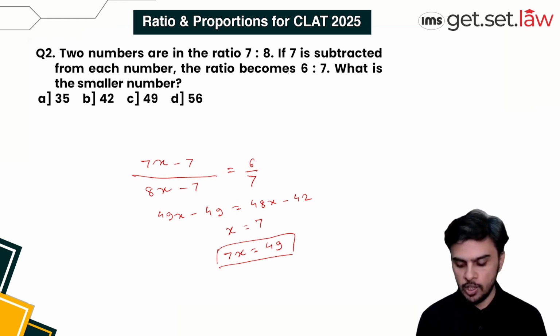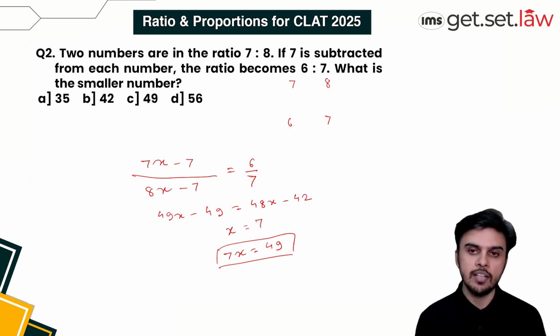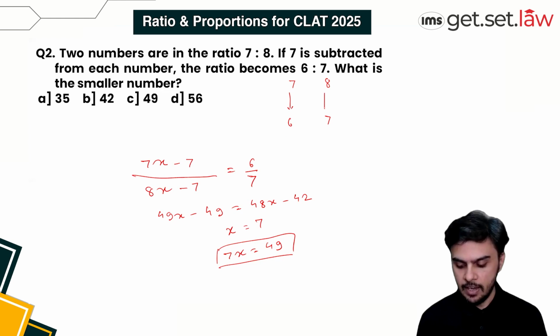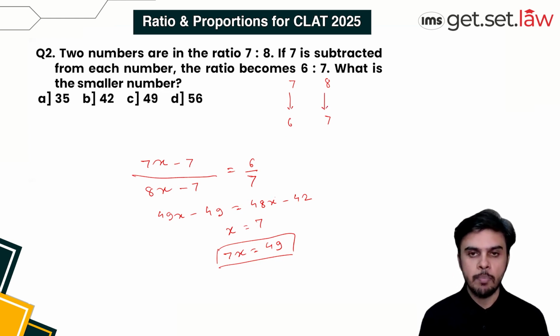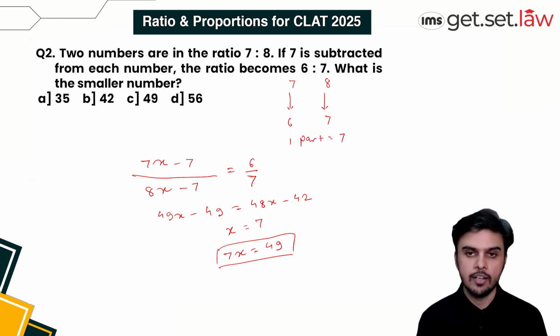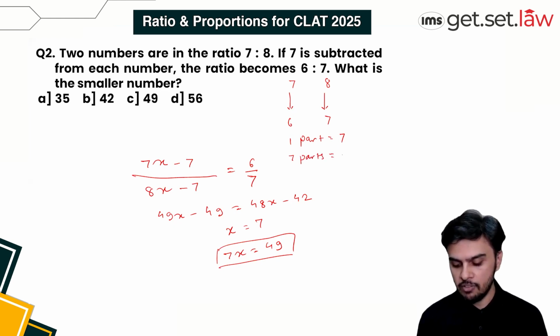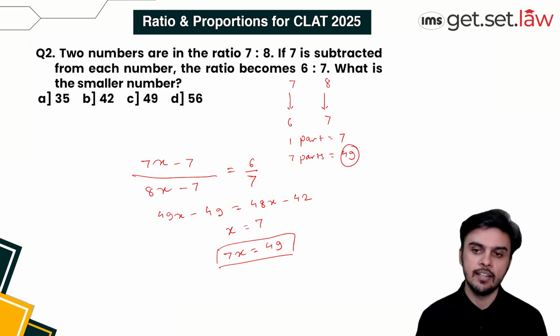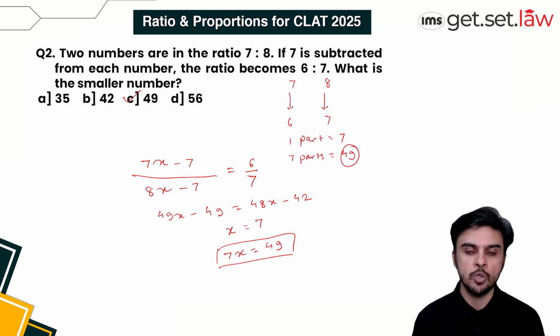Let's look at the shortcut method to solve this. 7 parts and 8 parts are the two numbers. 6 parts and 7 parts are the numbers after subtracting 7. So subtraction of one part in the ratio, 7 minus 1 is 6, 8 minus 1 is 7. So one part is equivalent to 7. So the smaller number is 7 parts. If one part is equivalent to 7, 7 parts is equivalent to 7 into 7, that is 49. So the correct answer is 49. This is how we can use the method of parts in different questions of ratios.